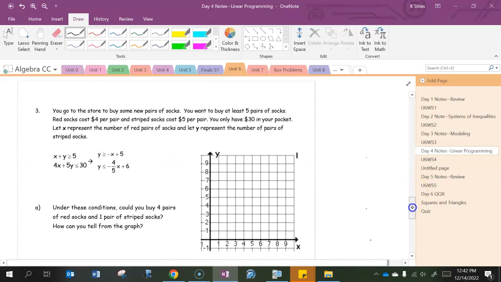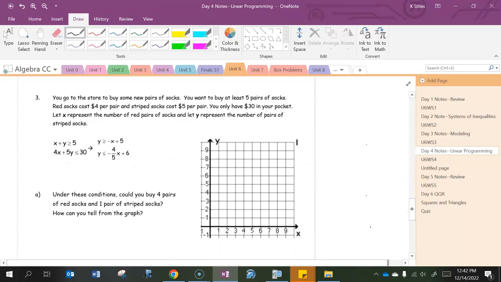All right, let's try one more. You go to the store to buy some new pairs of socks. You want to buy at least 5 pairs. Red socks cost $4 per pair and striped socks cost $5 per pair. You only have $30 in your pocket. Let X represent the number of red pairs of socks and let Y represent the number of pairs of striped socks. So let's go ahead and label our axes.